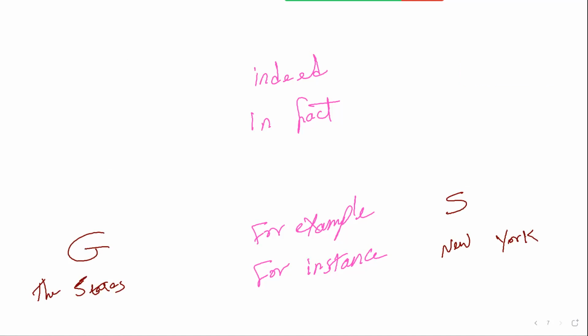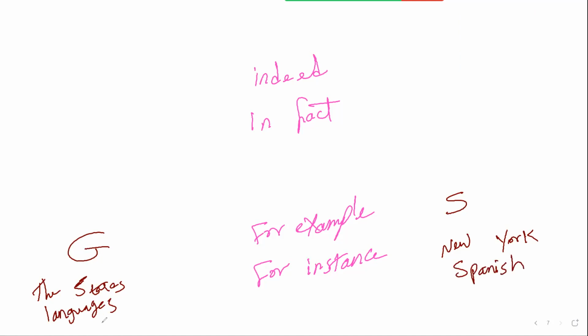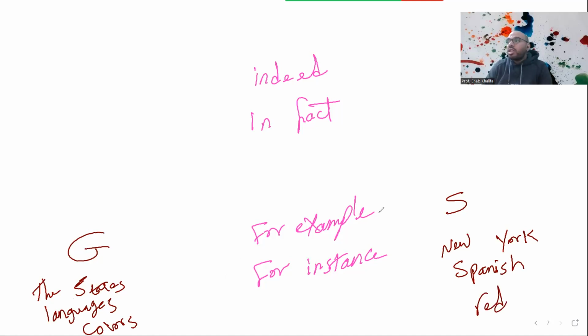States is general, and New York is one of the states, so specific. And what comes before? You saw the word languages, and then what comes after? Spanish. Colors. And what comes before? General word, and red, a specific word. So if you find the general-specific relationship, you would choose, for example, or for instance. If you notice that we are giving an example in what comes after, you choose for example or for instance.